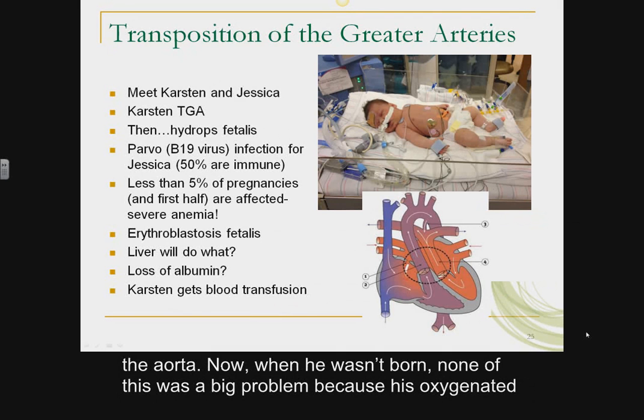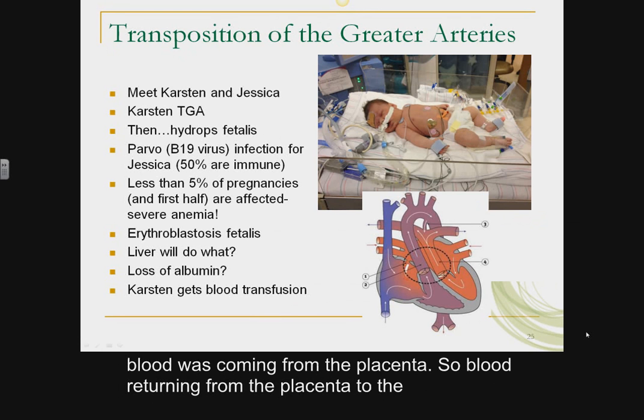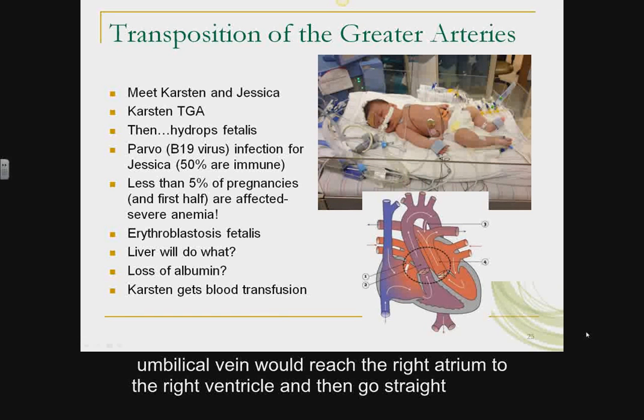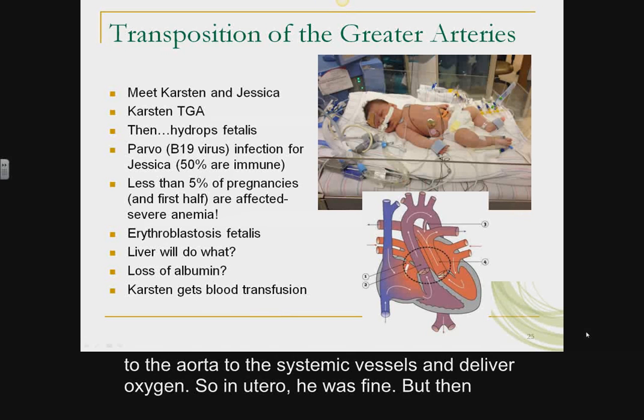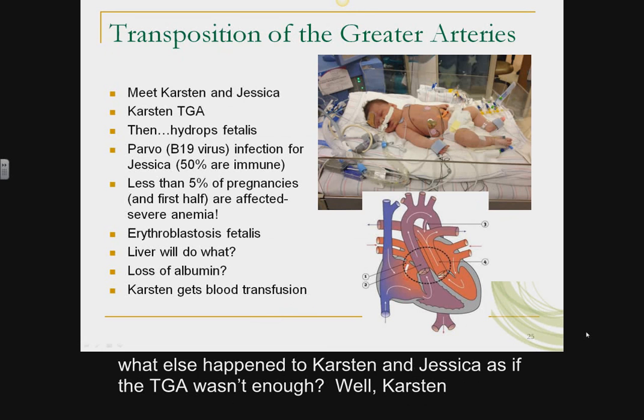Now, when he wasn't born, none of this was a big problem because his oxygenated blood was coming from the placenta. So blood returning from the placenta to the umbilical vein would reach the right atrium, to the right ventricle, and then go straight to the aorta, to the systemic vessels, and deliver oxygen. So in utero, Karsten was fine. But then, what else happened to Karsten and Jessica? As if the TGA wasn't enough?